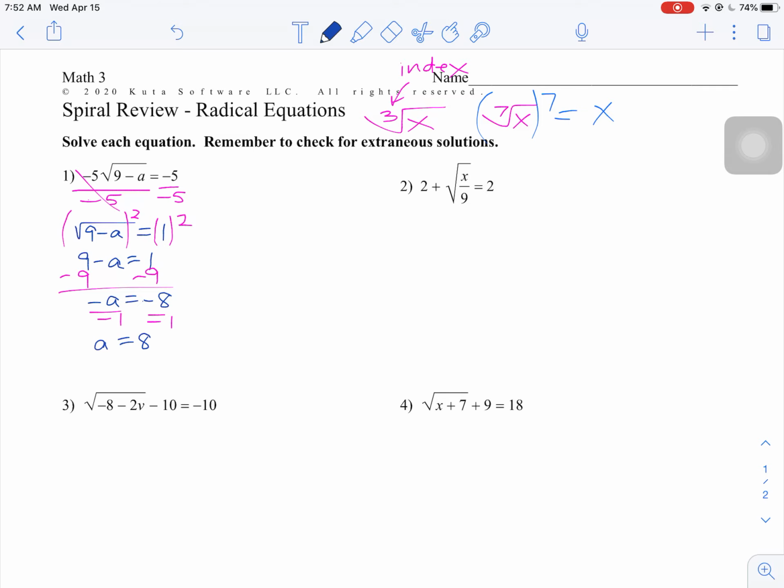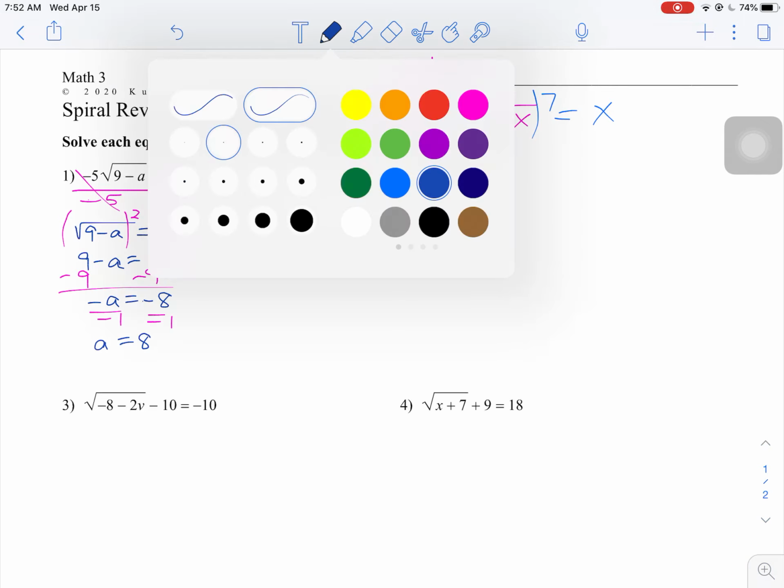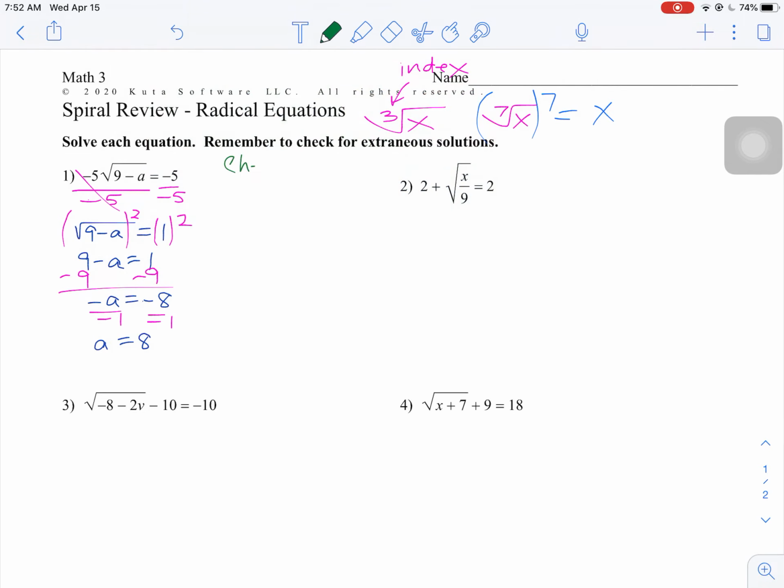Now with radical equations, it's really important that you check your answers to make sure they actually work, because sometimes we get extraneous solutions that don't work and we have to throw out those answers. So off to the side here, I have to check my answer. In order to check, you simply take your answer, plug it back into the original equation, simplify, and see if you end up getting a true statement.